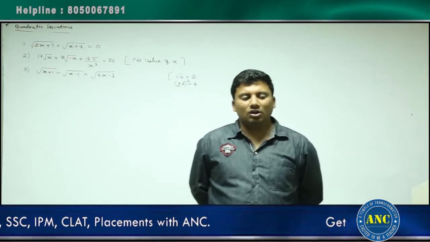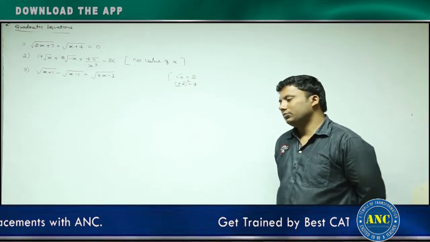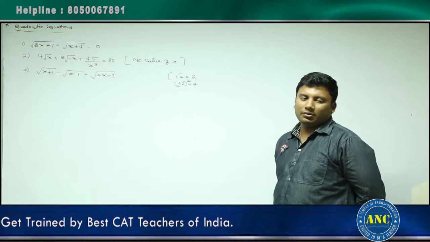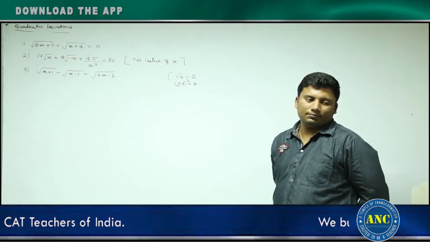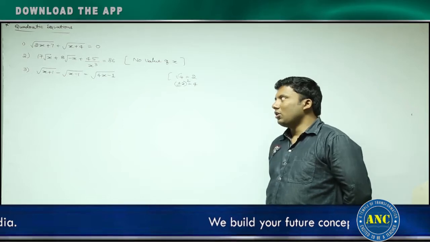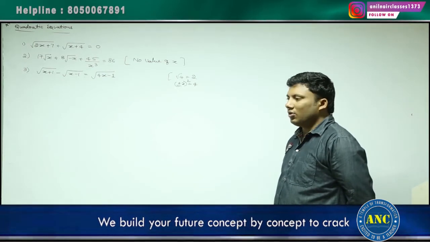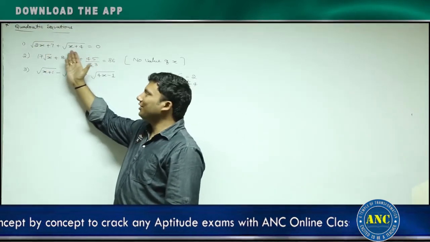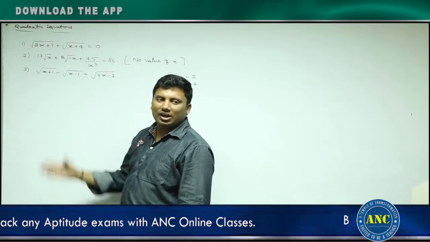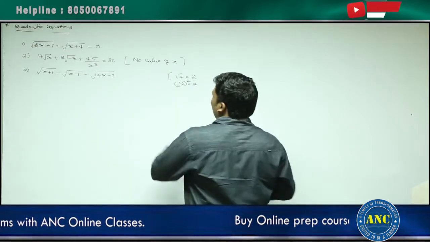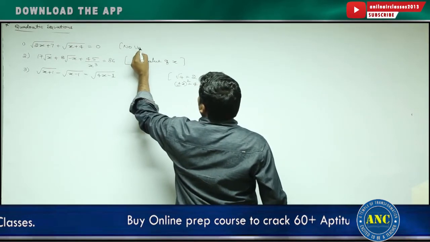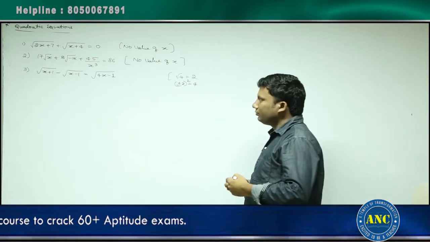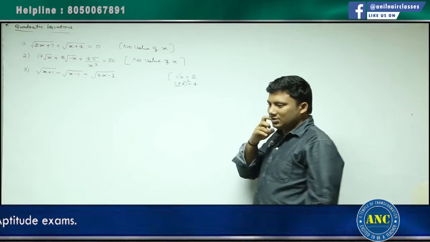Square root function always gives positive value as the output. Now, see here, this is giving positive value, this is giving positive value. What is positive plus positive? Positive. Can it be equal to 0? No. Answer is no value of x.